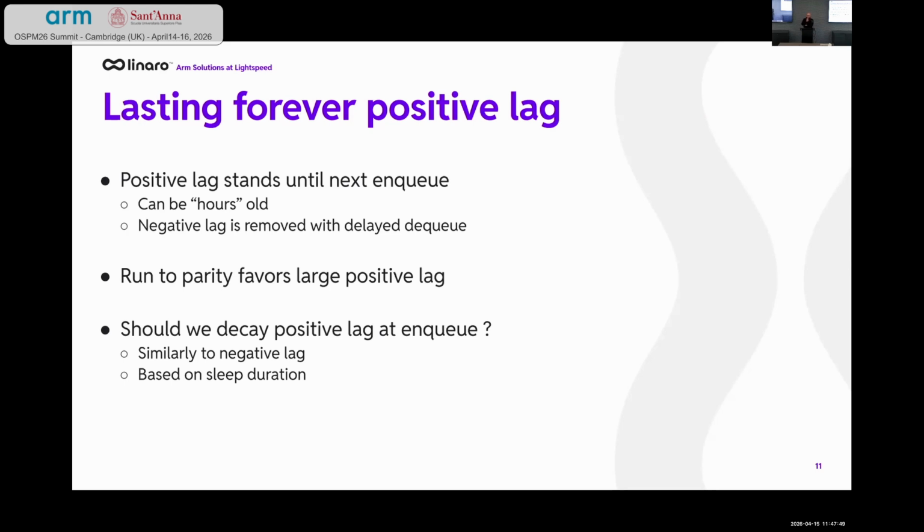For the negative lag, we have this delay dequeue that helps to say, okay, you used more than what you should have used, but now you have waited enough that we can remove your negative lag. So should we do something similar for the positive lag? I mean, when we enqueue, based on the sleep duration, we say, okay, we should decrease the positive lag because it's meaningless now. That's something I would like to look at.